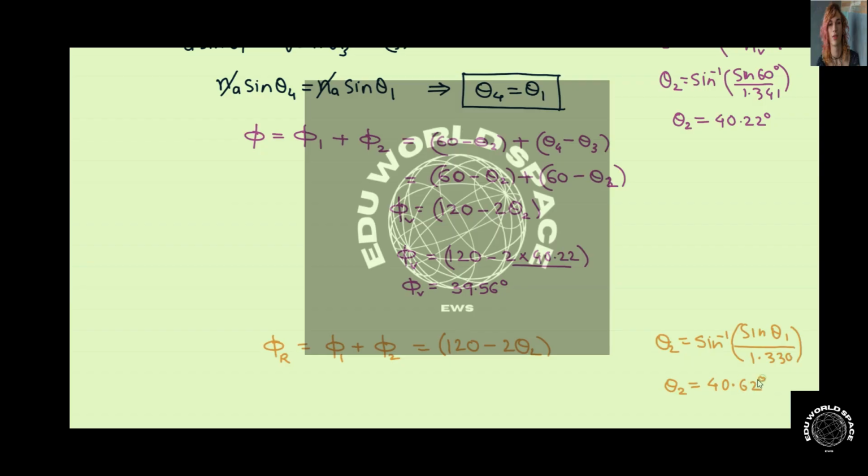Simplifying this, I'll get this theta 2 as 40.62 degree. And when I keep this value over here, I will get the total angle of deviation for red color equal to 120 minus 2 times 40.62. And if I simplify this, the angle of deviation for red color that I will get here is 38.76 degree. These are what I have, the angle of deviation for violet and the angle of deviation for red.